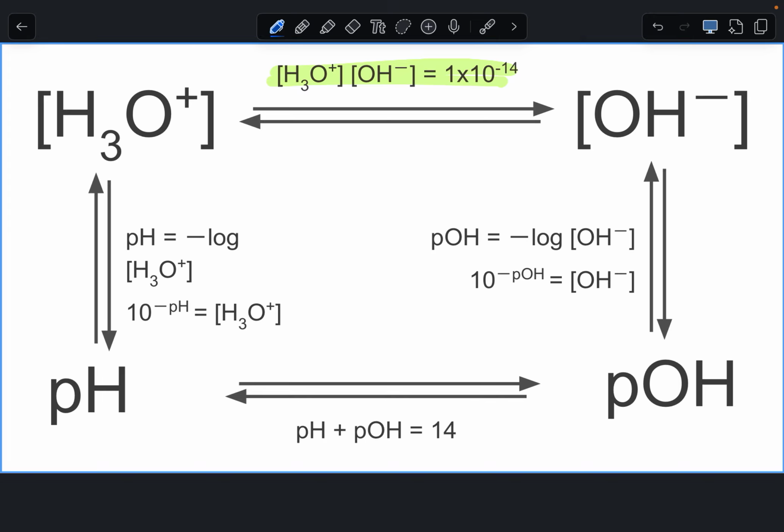To get from the H3O plus to pH, we use the negative log of the H3O plus. To get from the OH minus to the pOH, we use negative log of the OH minus. And then to get between pH and pOH, we add them together to equal 14. So we've done all of those equations so far. There's only 2 left.